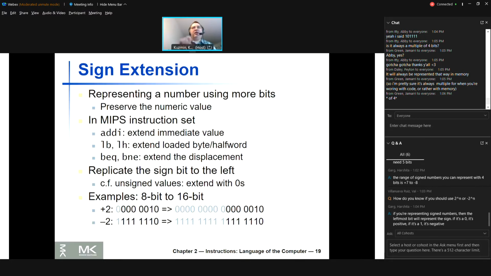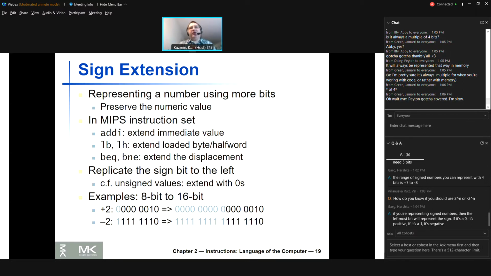Okay, and then we go on. Sign extension, something that we just talked about, right? If you have a number that you represent using so many bits and you want to use more bits, you have to be careful if you're dealing with signed integers, right? Because you would have to extend not 0, but the sign, which in case of negative numbers would be 1.